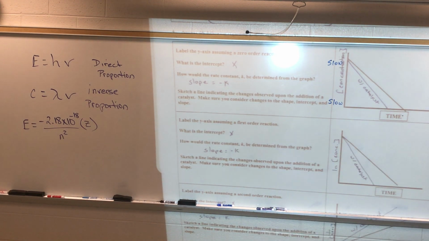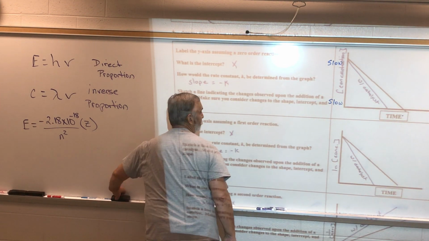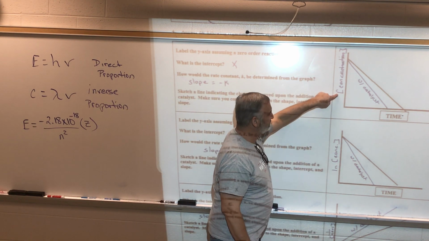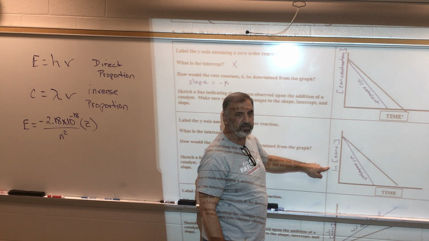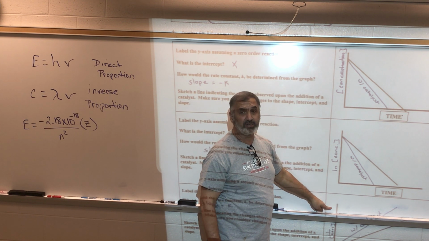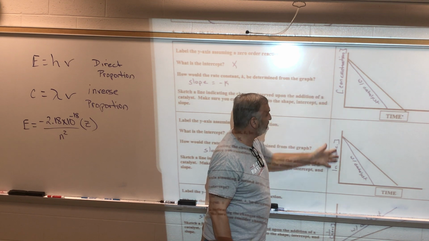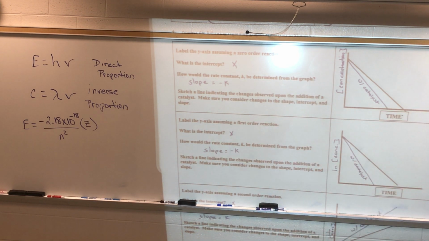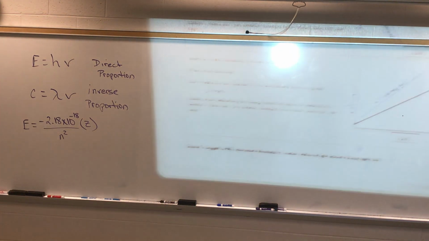Know your y-axis. Okay? Zero order, it's concentration. First order, it's the natural log of concentration. Second order, it's 1 over concentration. That's your y-axis. A catalyst is going to speed it up.